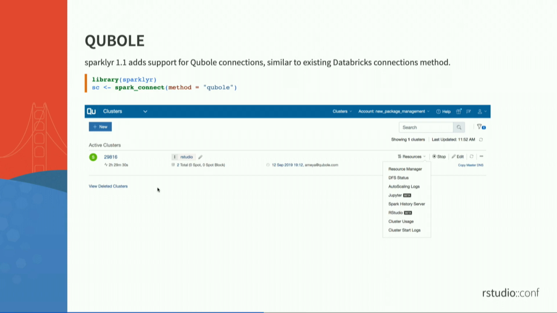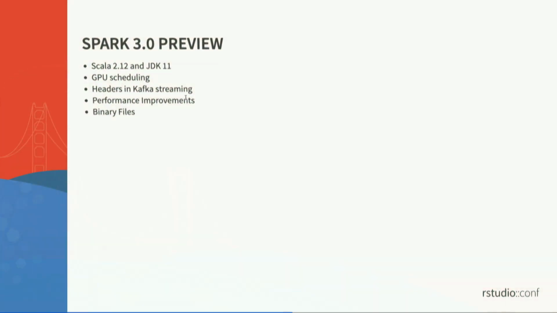A few more features in sparklyr 1.0.1. Qubole, as I mentioned, added support for sparklyr on their clusters. So if you happen to be a customer of Qubole, in order to use sparklyr from those clusters, all you need to say is spark_connect method equals qubole. For those of you using Databricks, this is very similar to what we already have, which is to connect to Databricks, you would say method equals databricks. And that's pretty much it. It's quite simple and straightforward.